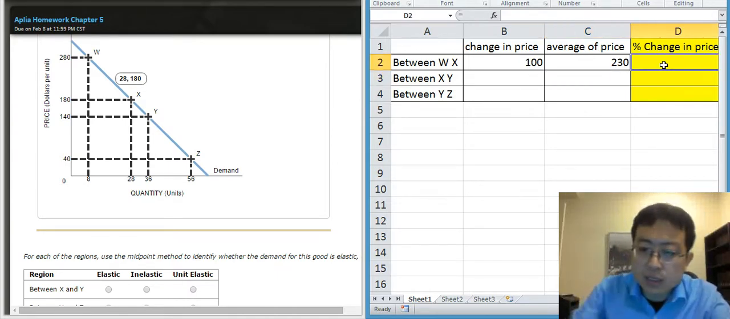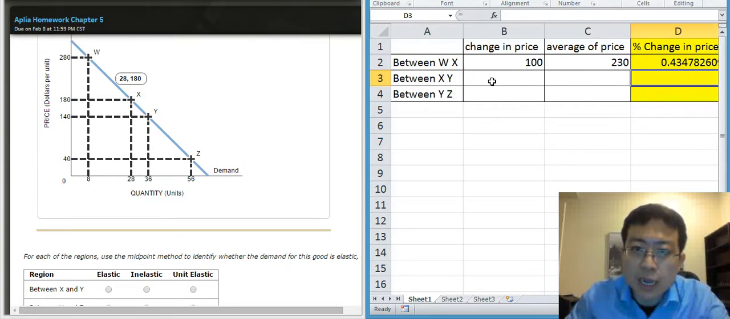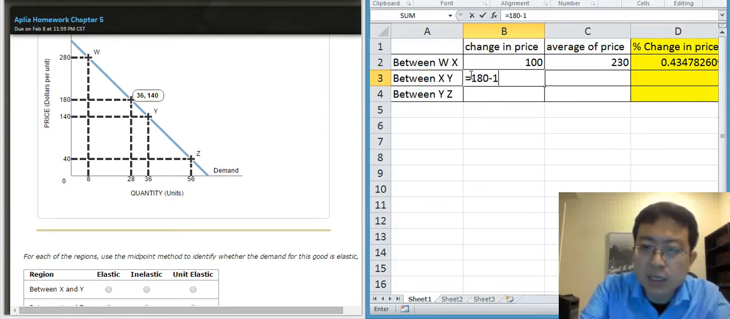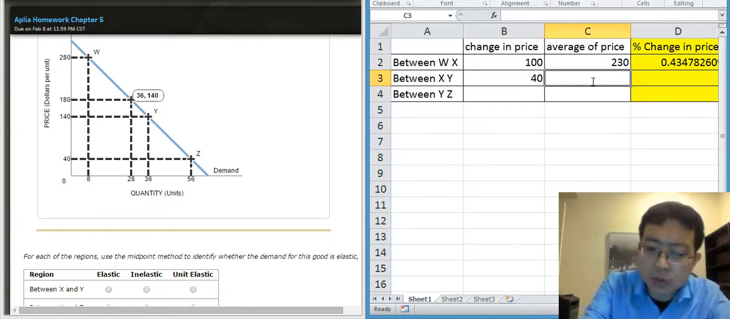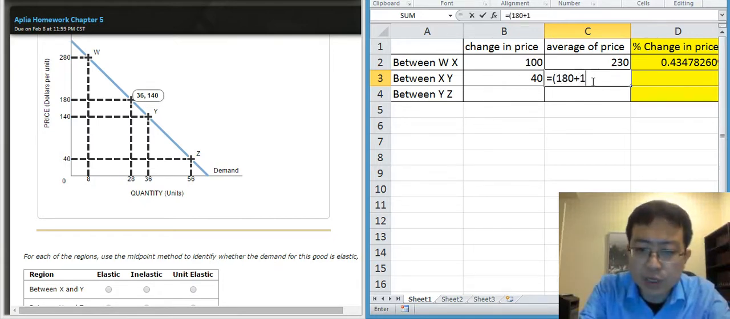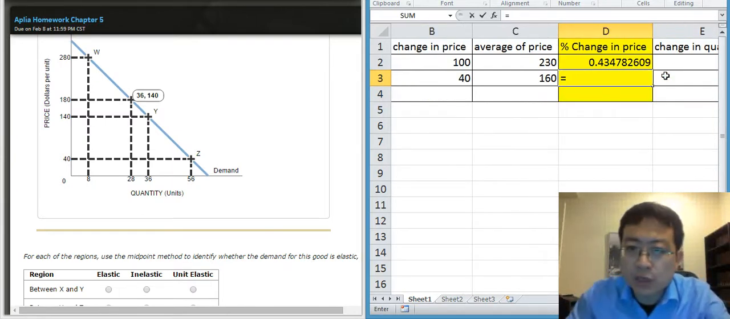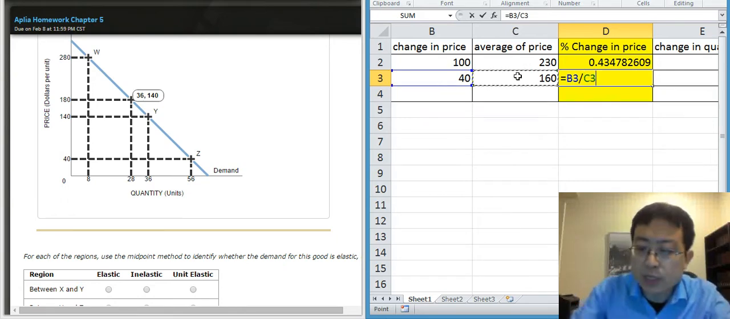And then the percentage change in price, we're going to use our change in price, which is 100, divided by the average of prices, 230. So the percentage change is about 0.4347. Let's do the same thing for x and y. Between x and y, at x our price is 180, at y our price is 140. So the change in price is 180 minus 140, that gives you 40. And then for the average of prices, we're going to do 180 plus 140, and then divided by 2. That's going to be 160. And then the percentage change in price, the same formula: we're going to use our change in price, which is 40, divided by the average of prices, 160.